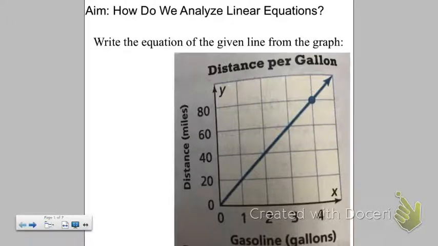Today's lesson is on how do we analyze linear equations. Write the equation of the given line from the graph. Take a second to copy down the question and draw a quick sketch of the graph.